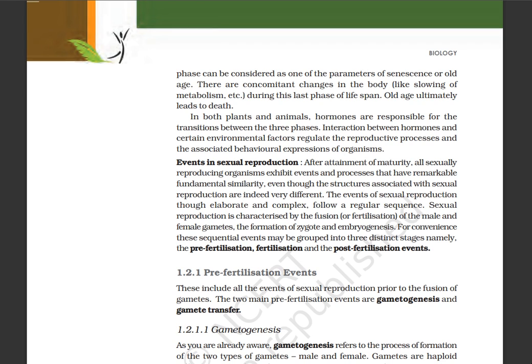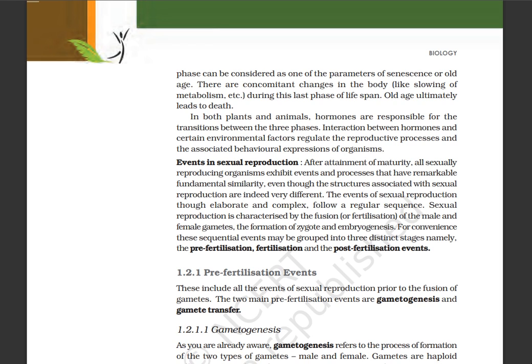Sexual reproduction is characterized by the fusion or fertilization of the male and female gametes, the formation of zygote and embryogenesis. For convenience, these sequential events may be grouped into three distinct stages, namely the pre-fertilization, fertilization, and the post-fertilization events. 1.2.1 Pre-fertilization events. These include all the events of sexual reproduction prior to the fusion of gametes.